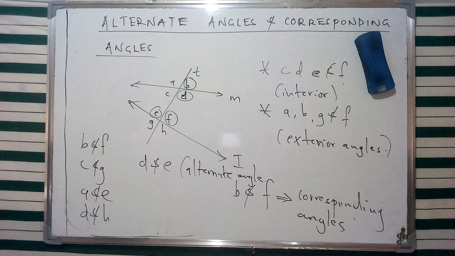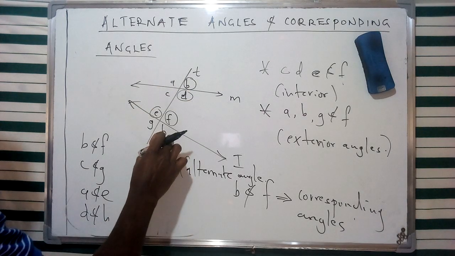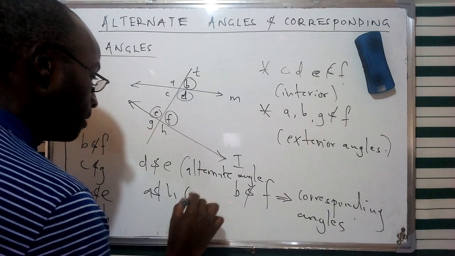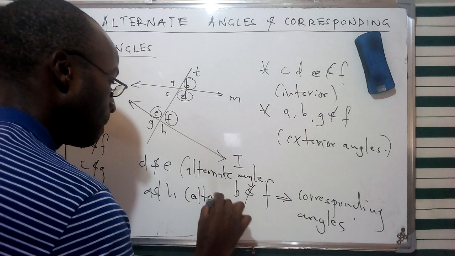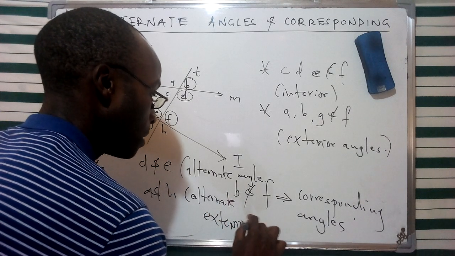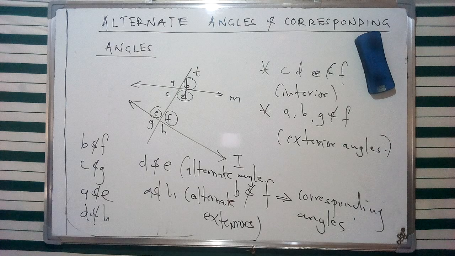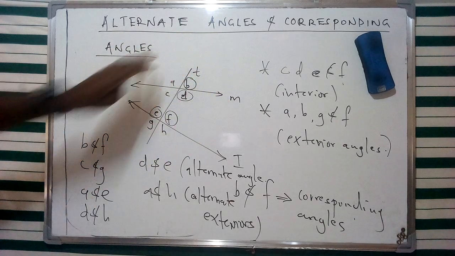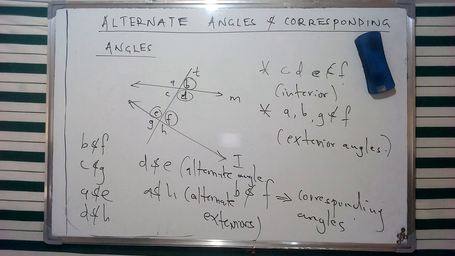And we can give an example of alternate angles which are exterior. For instance, if we consider A and H, they are going to be alternate exterior angles respectively. So this gives us a rough illustration of the various angles that we are going to come across insofar as alternate angles and corresponding angles are concerned.